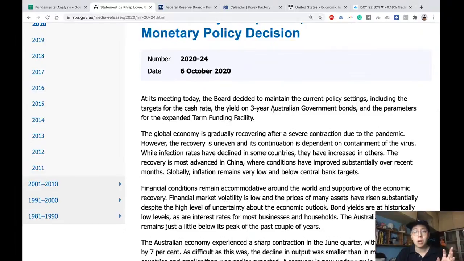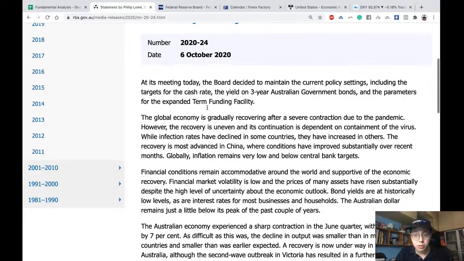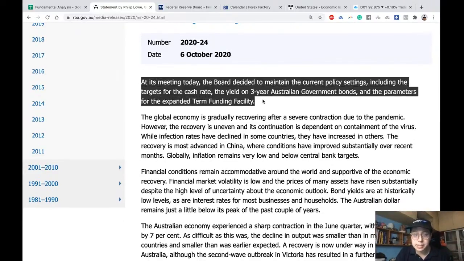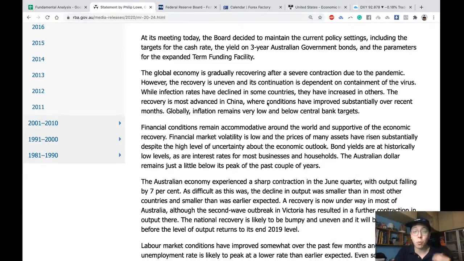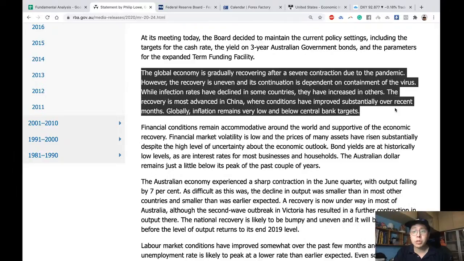Now this one again here. The first paragraph says that the board decided to maintain the current policy settings, including the target of the cash rate, which to them is the interest rate, and the yield of the government bond, which is quantitative easing. Basically it's just a very summarized version of what they decided to do in that meeting. This paragraph here, when you read about it, is basically reporting what's happening right now.